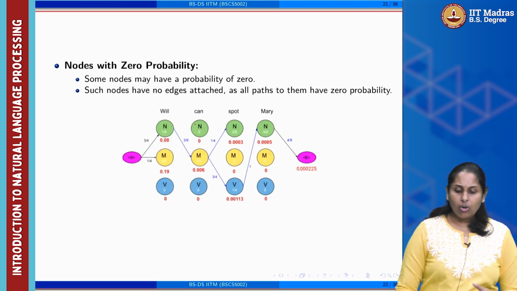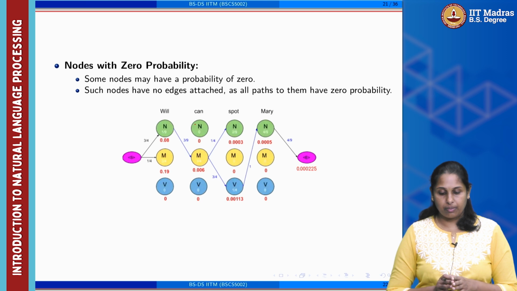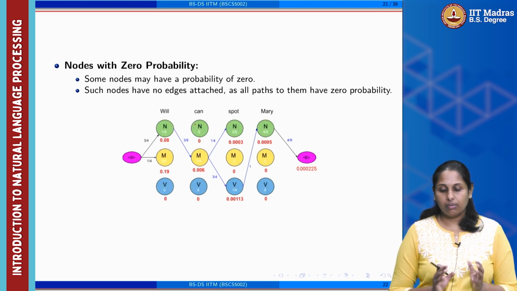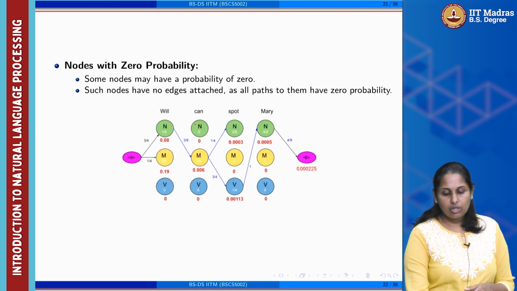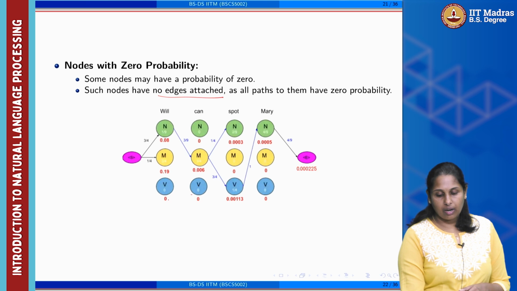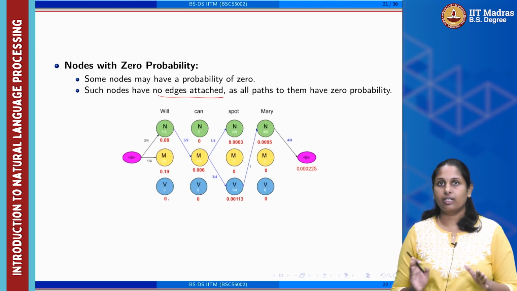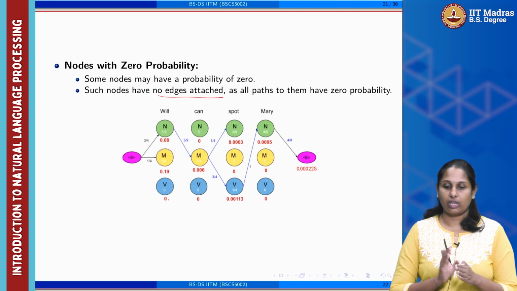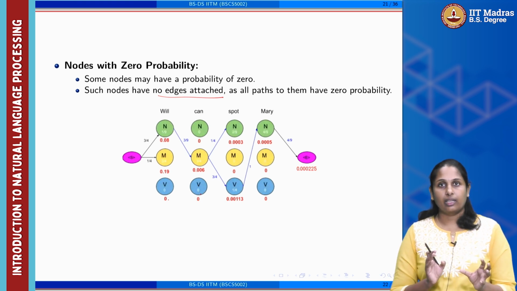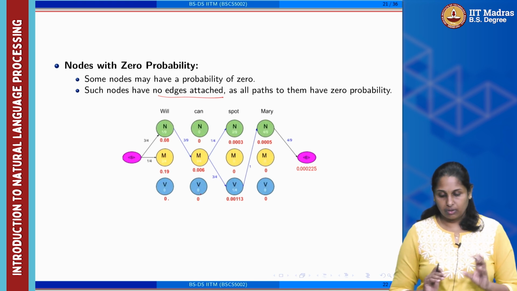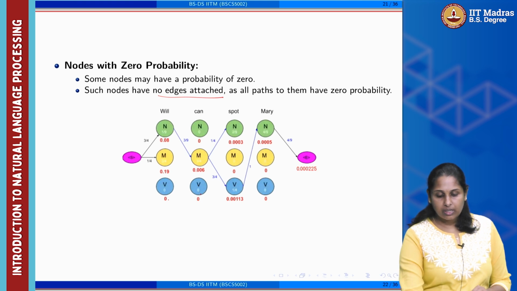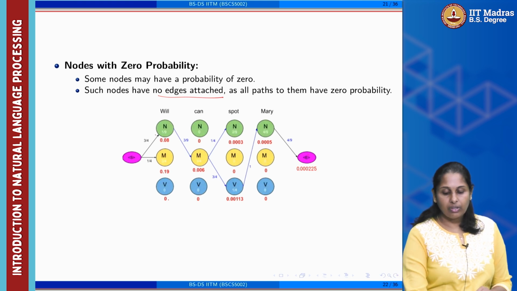Now nodes with 0 probability is another thing. Some nodes may have a probability of 0, so such nodes have no edges attached. All paths to them have 0 probability, so there is no need to travel from that particular tag or word to another word with its tag. This helps us in optimizing, and now we end up having only the ambiguity places.